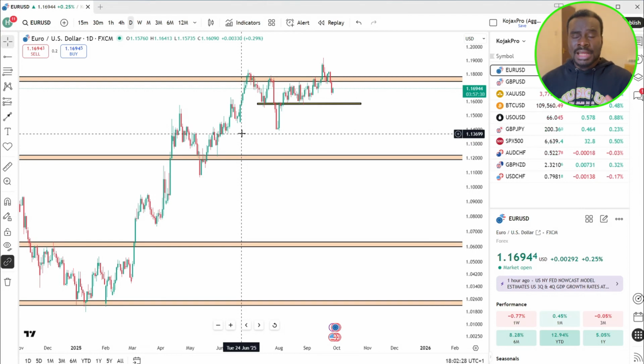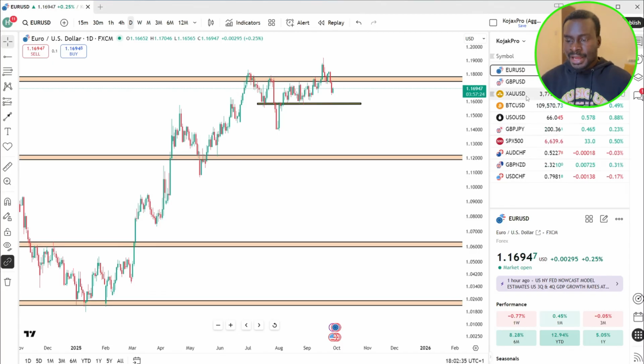So quickly, let's see what's happened in the Forex market this week. And as a rule, we'll go through everything on our watch list. We have about 10 currency pairs on this watch list. And as you all guys know, I'm Kojas, a swing trader. I like to give you guys the best analysis when it comes to Forex trading.